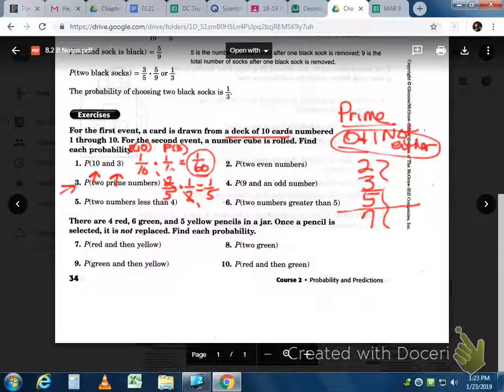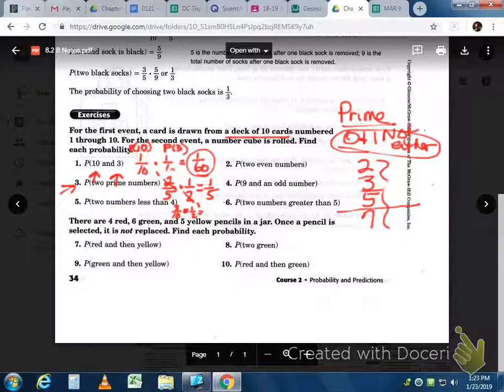Okay, number 5. What's the probability of having 2 numbers less than 4? With that deck of cards, how many numbers are less than 4? 3. So it's 3/10. And then less than 4 on the number cube, 3, 6. Less than 4 would be 1, 2, 3. 3 out of 6, which is 1/2.